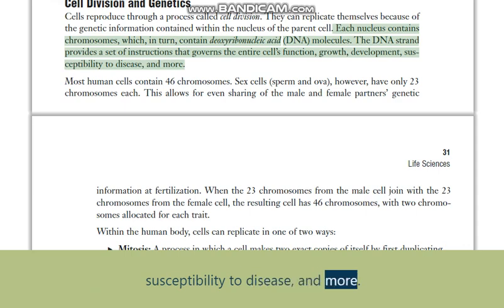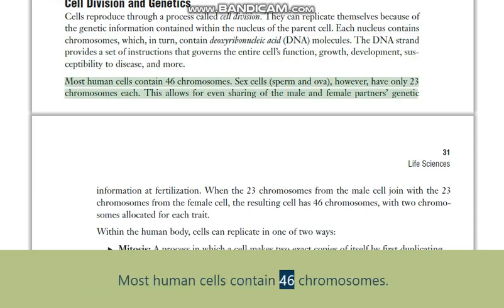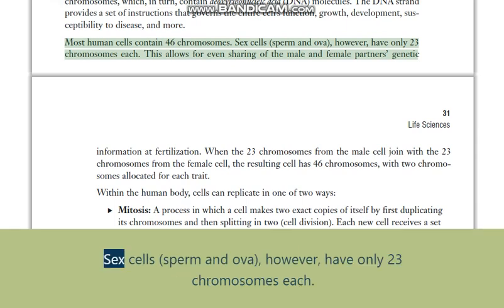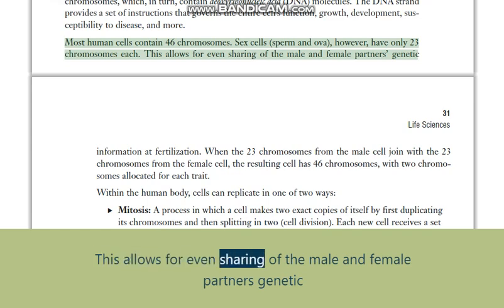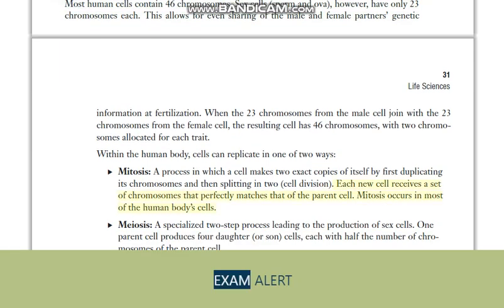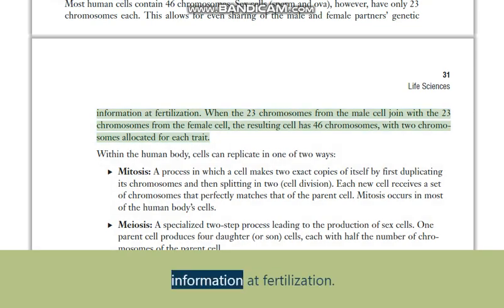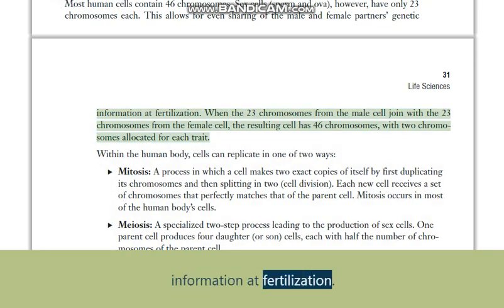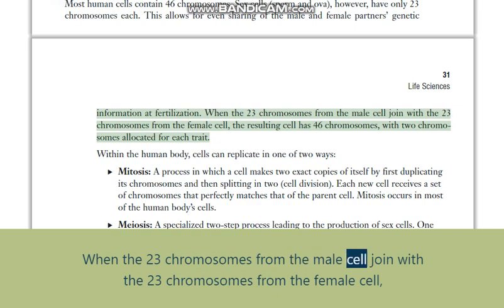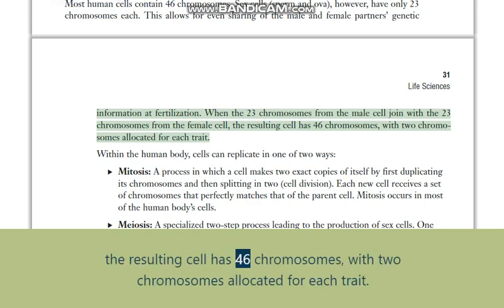Most human cells contain 46 chromosomes. Sex cells, sperm and ova, however, have only 23 chromosomes each. This allows for even sharing of the male and female partner's genetic information at fertilization. Exam alert. When the 23 chromosomes from the male cell join with the 23 chromosomes from the female cell, the resulting cell has 46 chromosomes, with 2 chromosomes allocated for each trait.